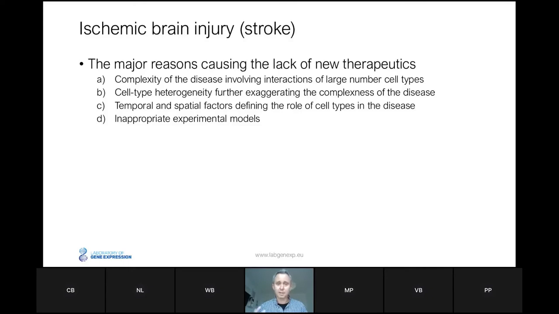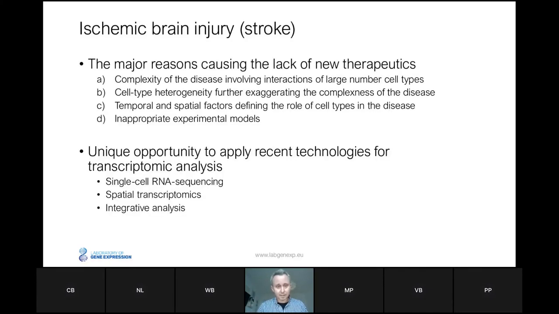What are the reasons for this translational block? The main problem is that the disease is really complex. It involves interactions of many cell types. The brain is a very complex organ, so all of these cell types could contribute to the pathology of the disease. The complexity is even increased by the existence of cell type heterogeneity, which increases the number of possible interactions. Also, temporal and spatial factors are quite crucial, meaning that a given subpopulation of cells could have beneficial but also detrimental functions based on its spatial position, but also based on when this subpopulation is treated, for example. Another problem is also that not all the experimental models reflect human biology so faithfully.